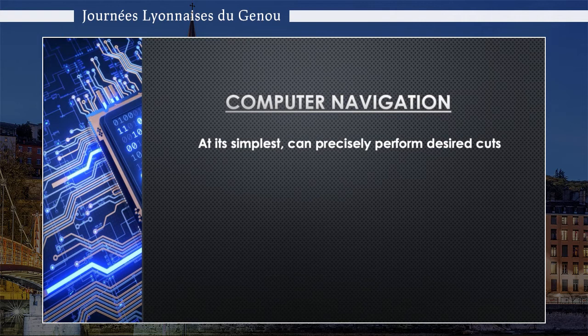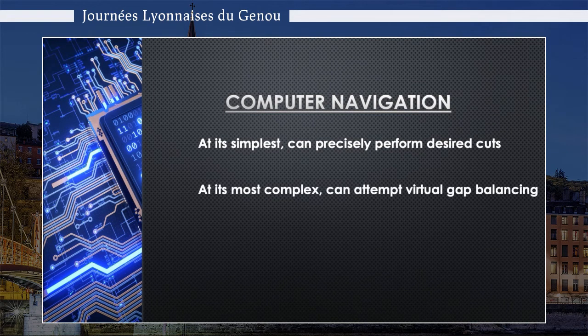As for computer navigation, at its simplest, it can precisely perform desired cuts. I don't think anyone can really argue that it's a very precise tool. It reduces outliers in the coronal plane. And at its most complex, it can virtually gap balance a knee. I think most people probably still use computer navigation just to perform cuts accurately in a mechanically aligned knee.